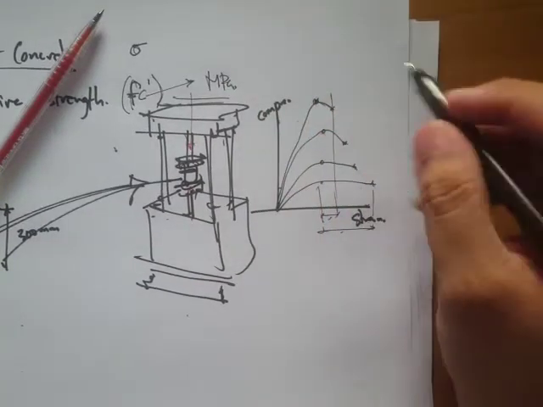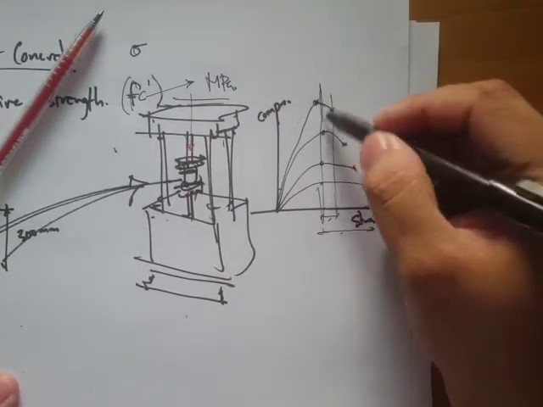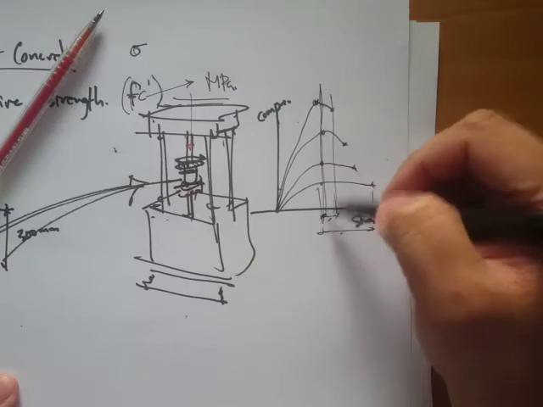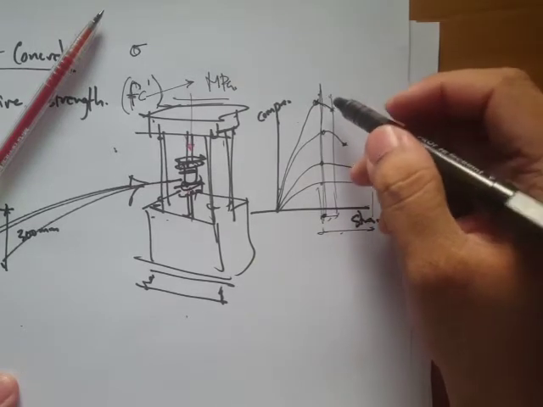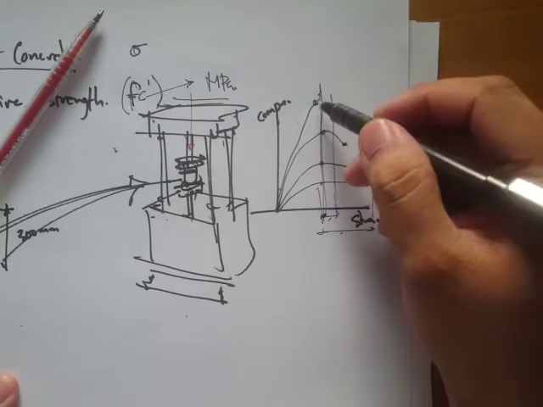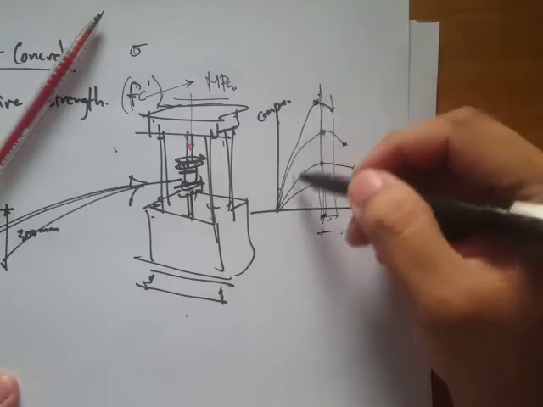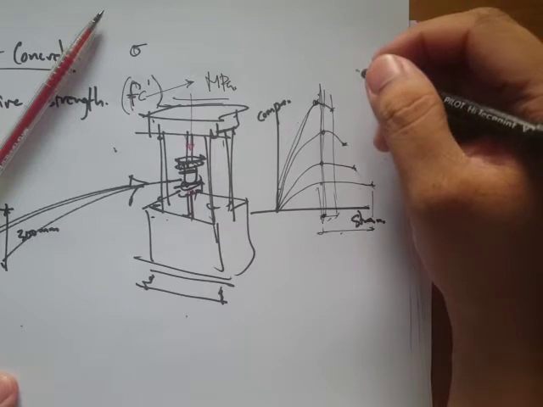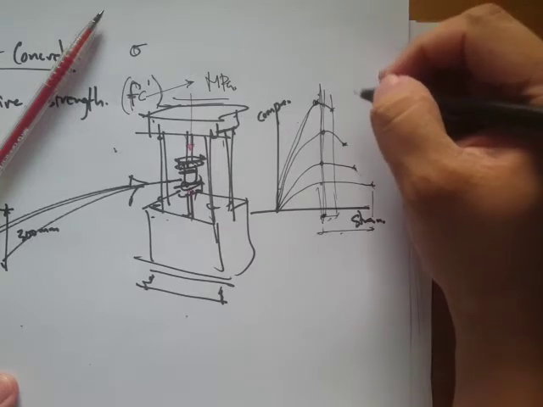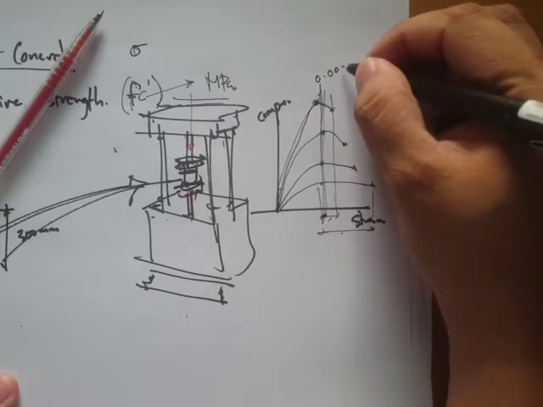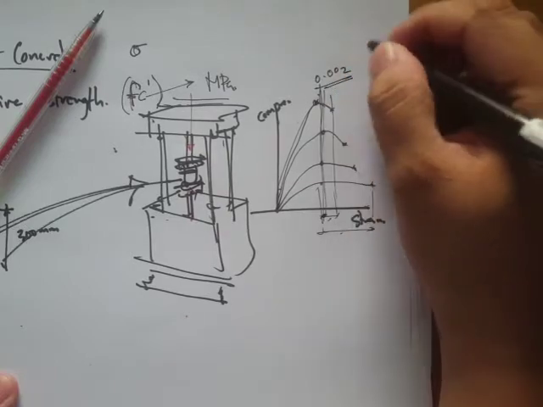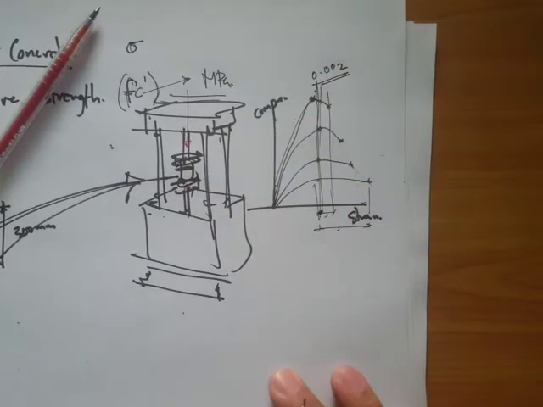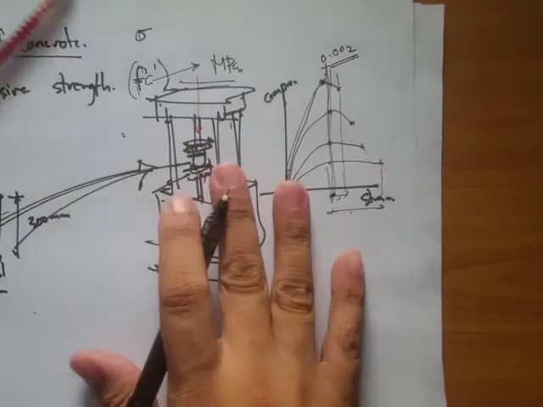Going back to this curve, you notice that no matter what grade of concrete you use, it will fail at a strain value of about 0.002.